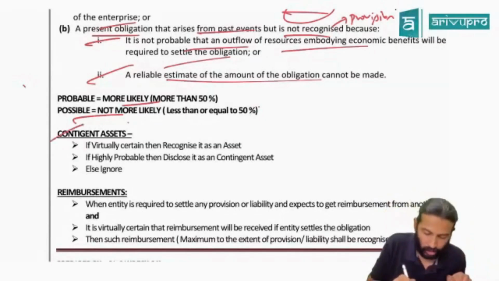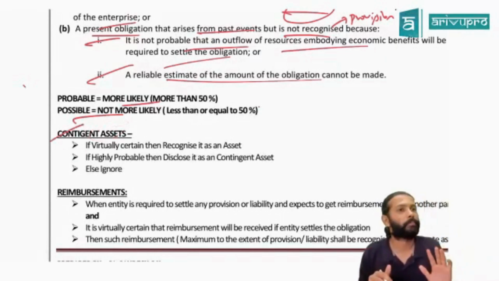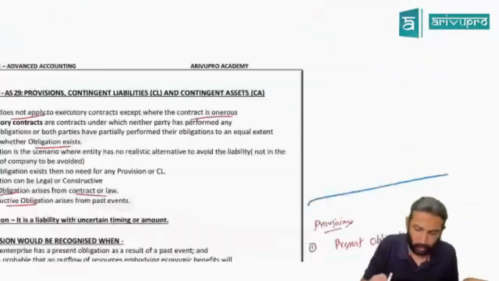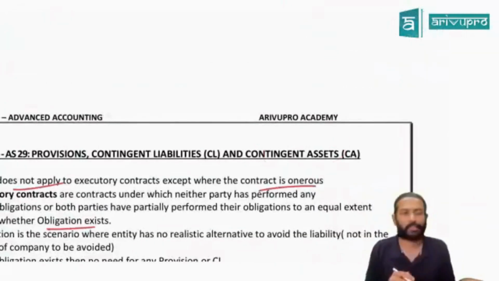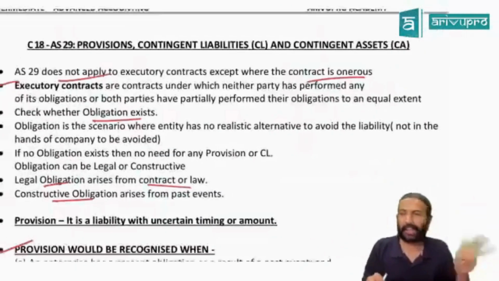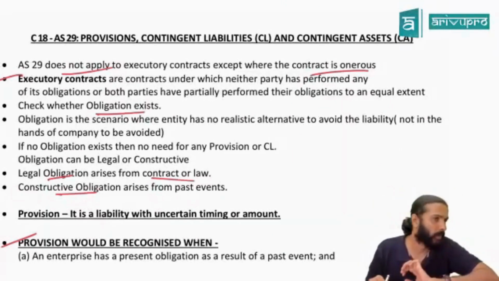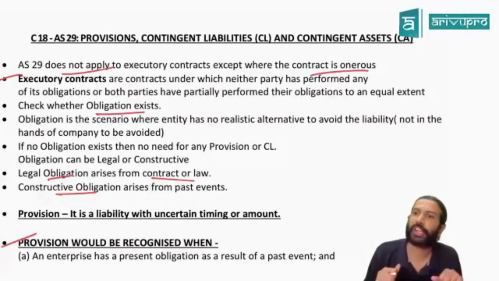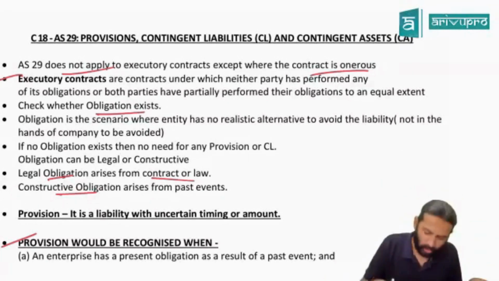The next concept. So far, what all have we seen? Provision and contingent liability. The standard has one more component, which is contingent asset. So you know contingent liability, you can also know contingent asset. Till now, somebody else was filing a case against us. This time we say we will file the case against somebody. Those are your contingent assets.